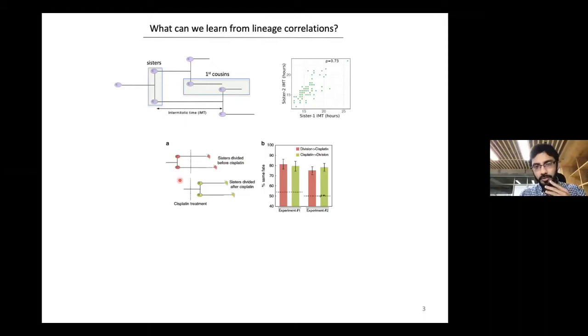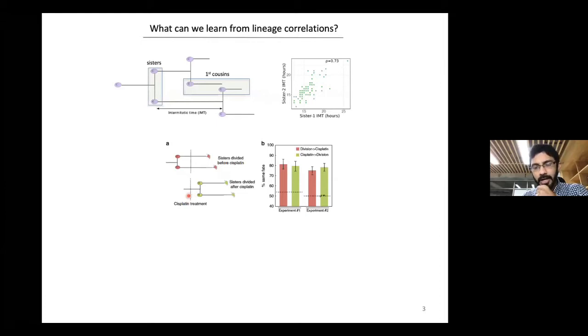We also do experiments where we add various kinds of drugs to these cancer cells. They could be chemotherapy, or targeted agents. For example, here what I'm showing is a cisplatin treatment. You can add this treatment and look at the data at various different points. You can look at sisters that were born before drug treatment, and sisters that were born after drug treatment. Instead of intermitotic time correlations, you can ask a slightly different question after you've added drugs: what are the correlations in end fate of these cells?